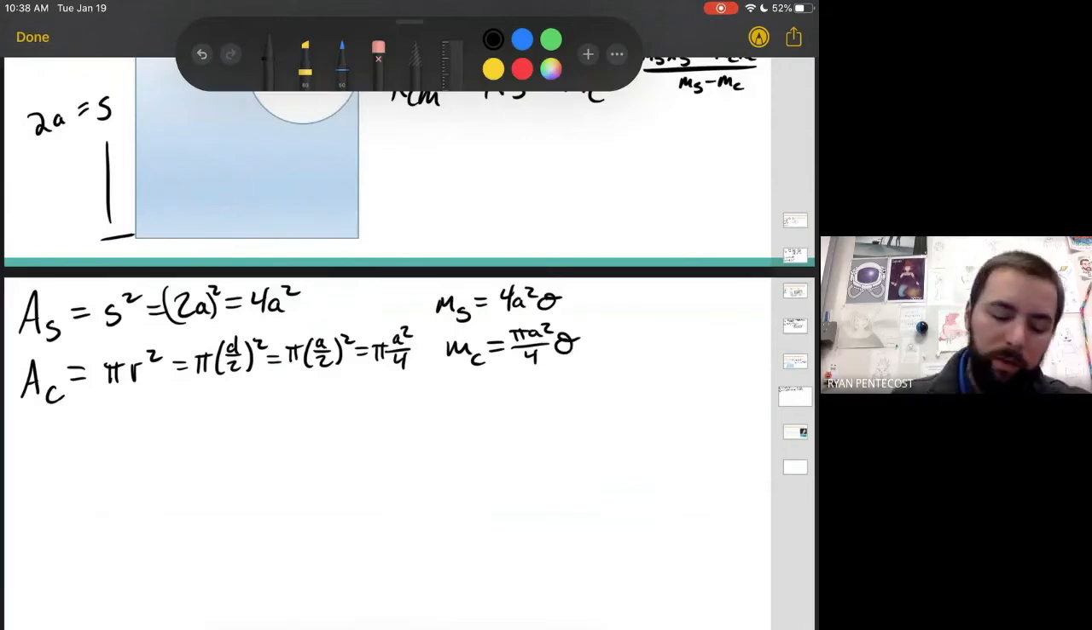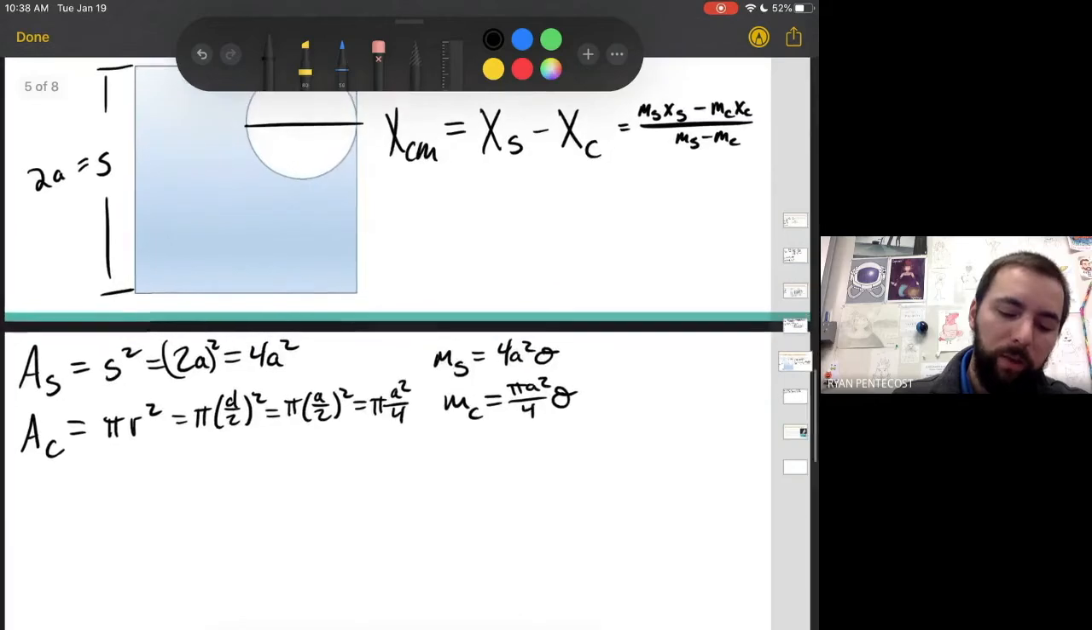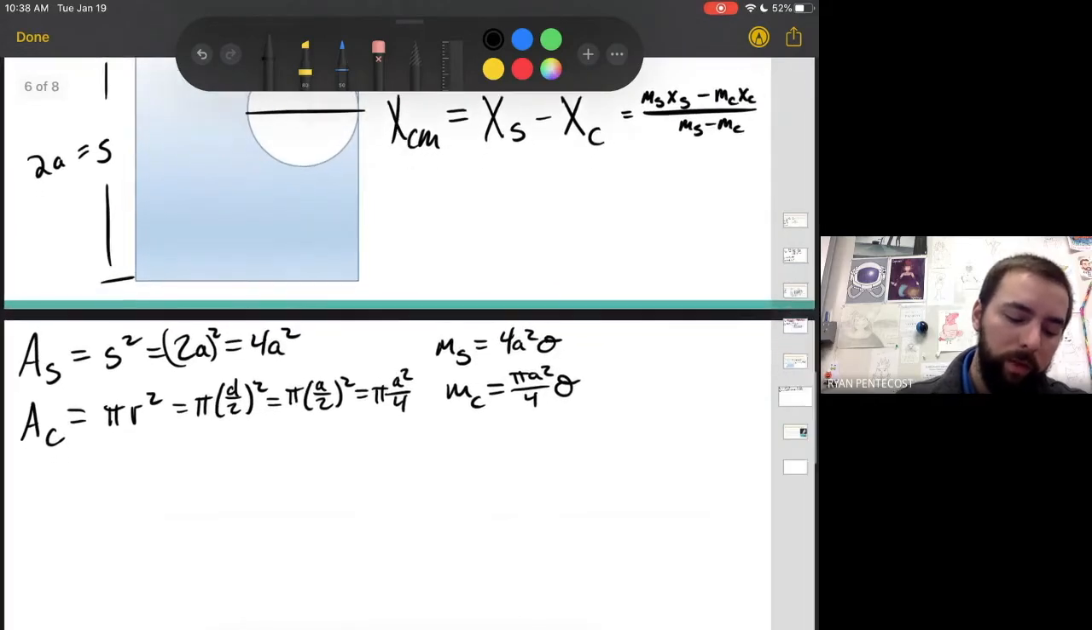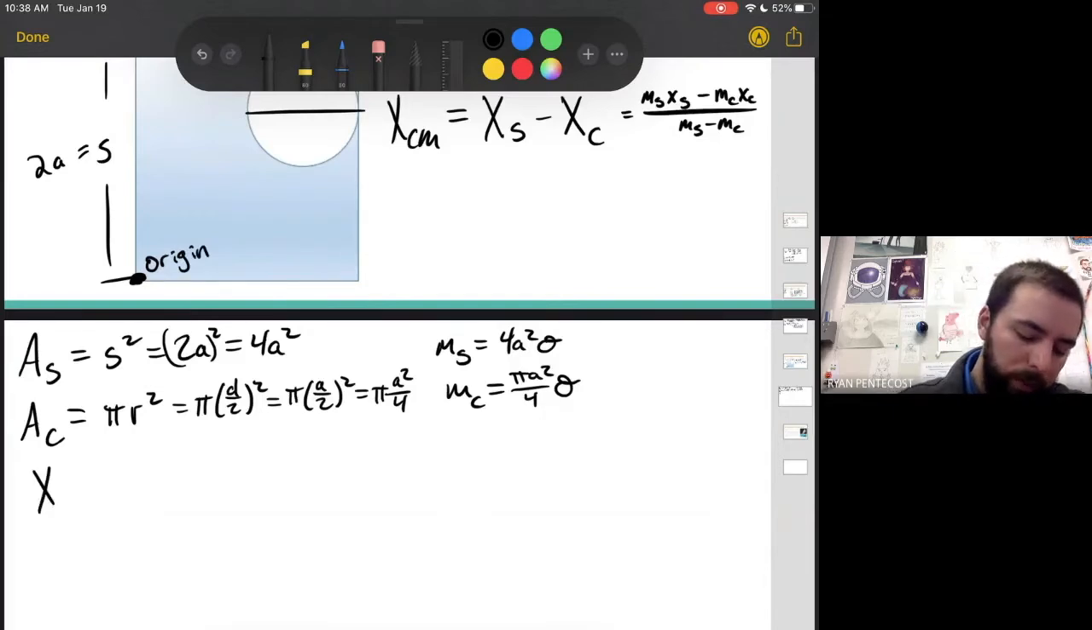Now we also need to find the center of mass along the x for these objects. If we're going to look at the square sheet of metal, we're going to call this our origin. We need to figure out where we're going to call our origin, because this all needs to be relative to a point. So the x center of mass for the square, we're just going to look at this as 2a, and then divide it by 2 to give us A, right? Then the x center of mass for the circle is going to be a bit trickier.